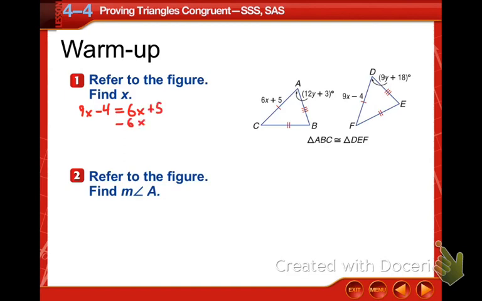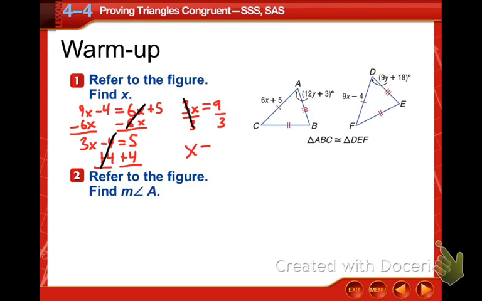We subtract 6x from both sides. Got 3x left over, minus 4, equal to 5. Now we're going to add 4 to both sides. 5 plus 4 is 9, so we have 3x equal to 9. Then we divide by 3 on both sides, and we'll get what x is. 9 divided by 3 is just 3, so x is equal to 3.